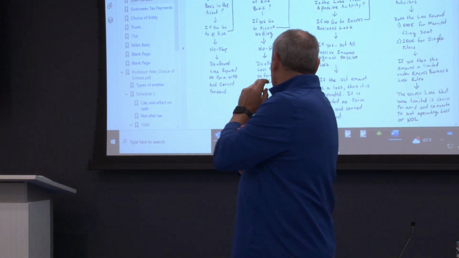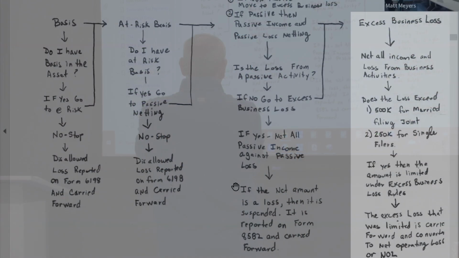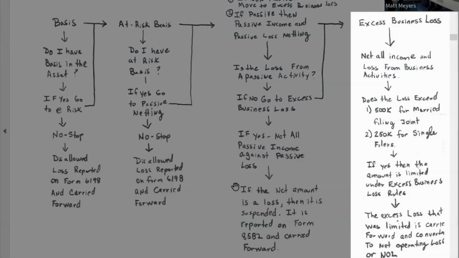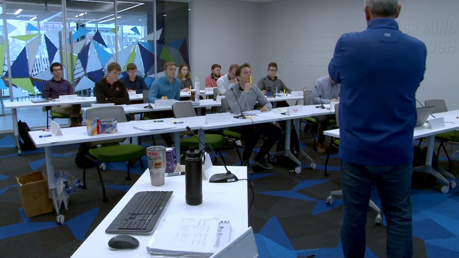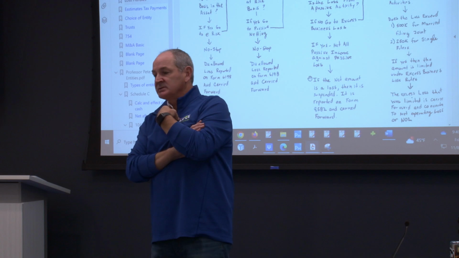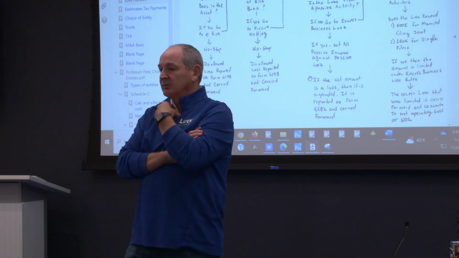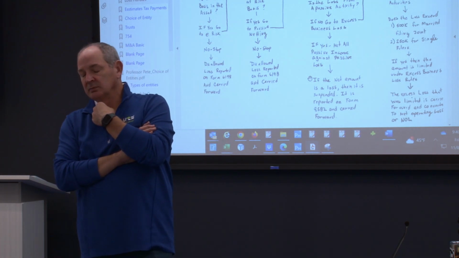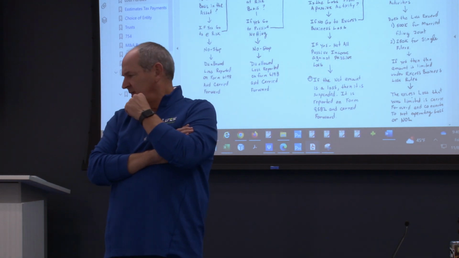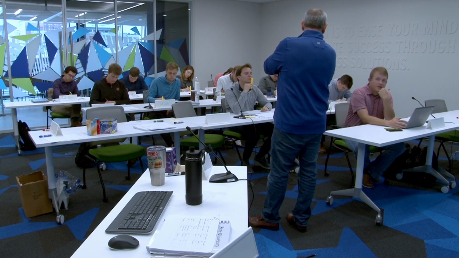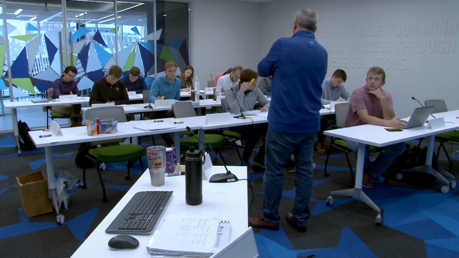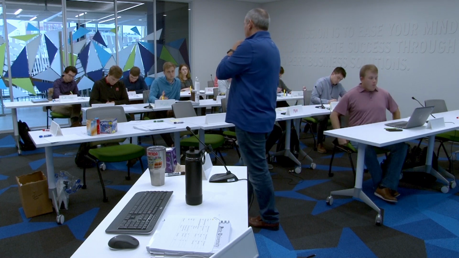Okay, so if the answer is yes, it exceeds those numbers, then you have an excess business loss. The excess business loss that was limited is carried forward and converted to net operating loss. The numbers are 305 and 610: 305 for single, and 610 for married filing joint.